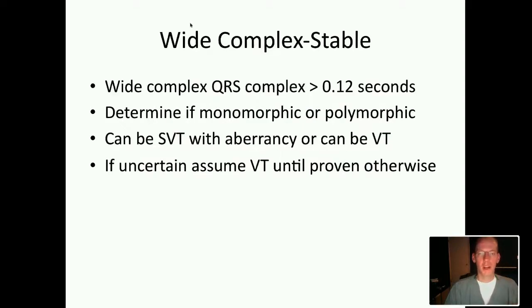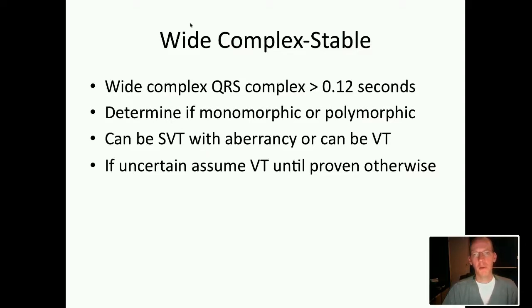So let's first talk about wide complex. Once again, that's a QRS complex greater than 0.12 seconds. The patient is stable, so you have time to do a further assessment of the rhythm. You may need to do a 12 lead to determine this, but you want to know, is this polymorphic or monomorphic? What I mean by that is, when you look at the appearance of the tachycardic wide QRS complex, is there variability from beat to beat, where the amplitude shifts, or does every beat look the same? Every beat looking the same is considered monomorphic, meaning one appearance. If each beat looks different, then that would be polymorphic.